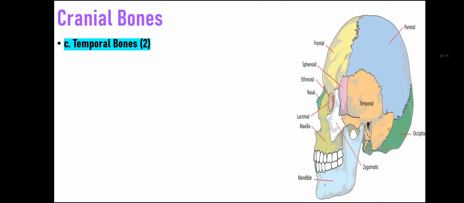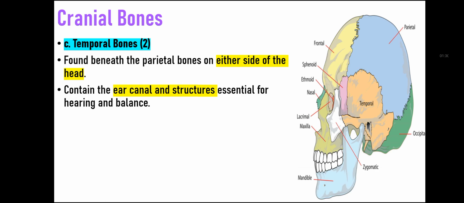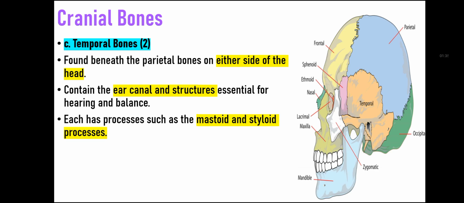Next we have is temporal bone, that are paired bones of cranial bones, and there are two temporal bones in every skull. They are found beneath the parietal bone on either side of the head, and they contain ear canal and structures essential for hearing and balance. Each temporal bone has processes such as mastoid process and styloid process.